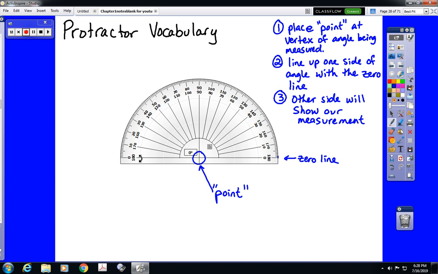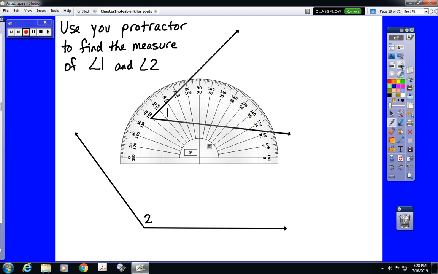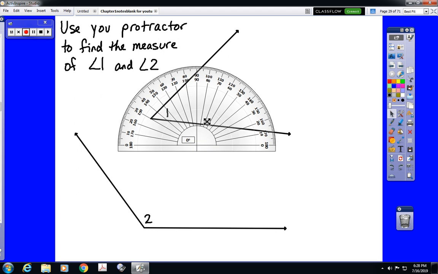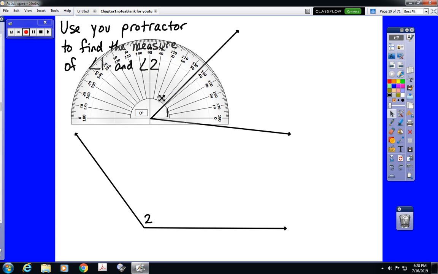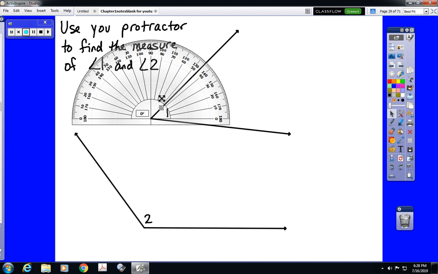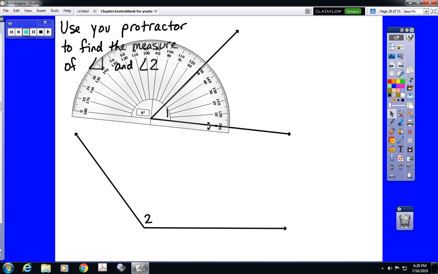So we're going to do a couple of examples. We're going to use our protractor to measure a couple of different angles. And these measurements that I do should match what you do on your own in theory. So, use your protractor to find the measures of angles 1 and 2. Let's start with angle 1. We are going to grab our protractor. We're going to put the point at the vertex of the angle, just like that. See how it's right at the vertex. Then we're going to line up our zero line with one side of the angle.